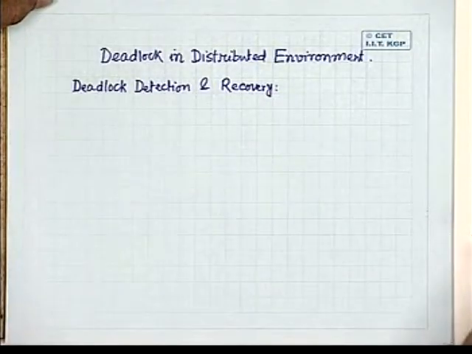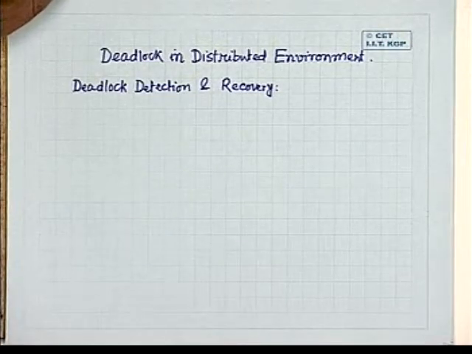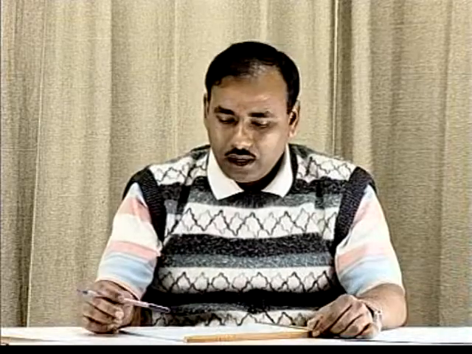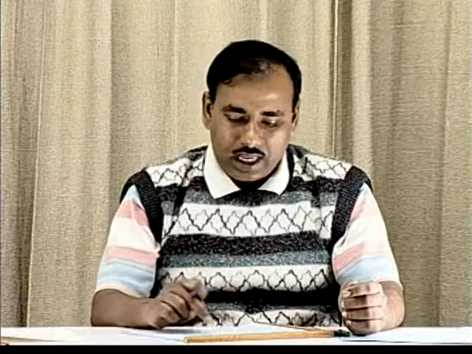So here, as we said, the processes are distributed in different machines, and the resources are also distributed in different machines. Every machine knows its own resources and its own processes, but it may not know what the resources and processes are in other machines. So the approach that will be followed is that every machine will maintain its own resource graph.